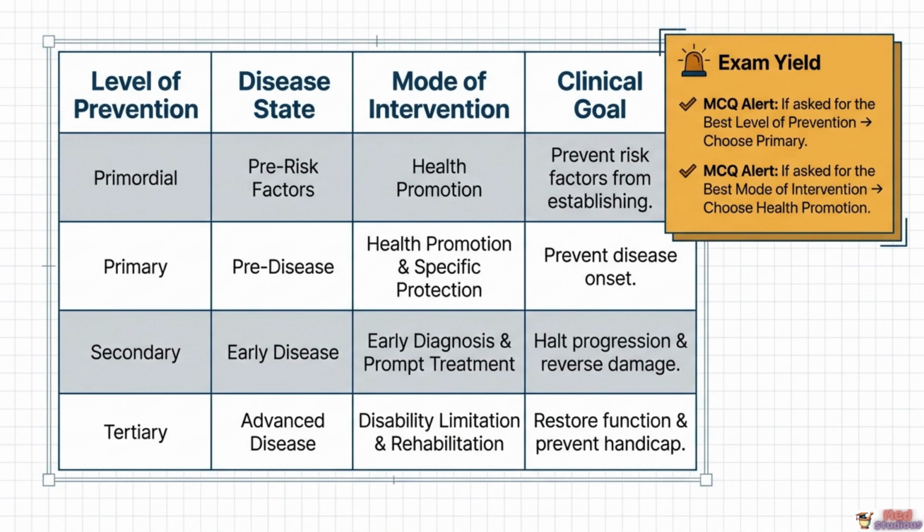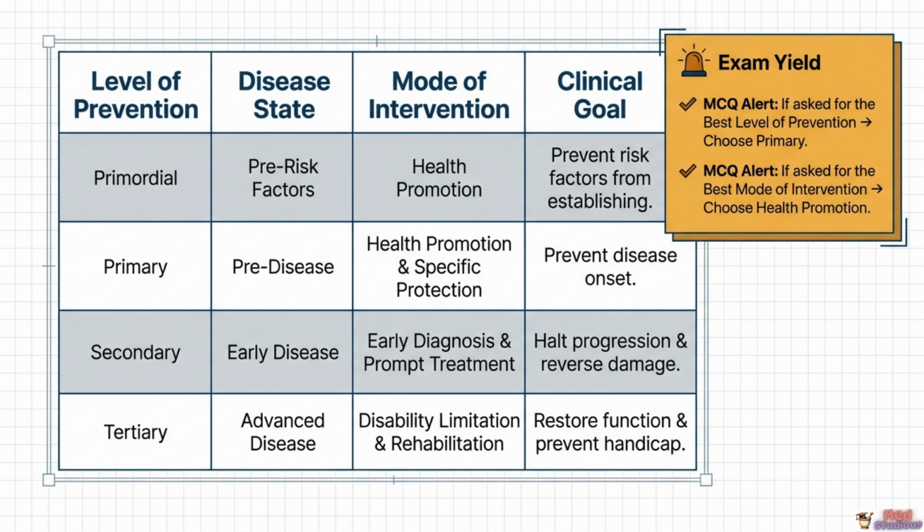The entire architecture of disease prevention in community medicine is organized around one master matrix, a table that every medical student must memorize cold because it is the direct source of some of the most commonly asked MCQ questions in MBBS examinations. The matrix has 4 columns: the level of prevention, the disease state at that level, the mode of intervention, and the clinical goal. Let us read it row by row.